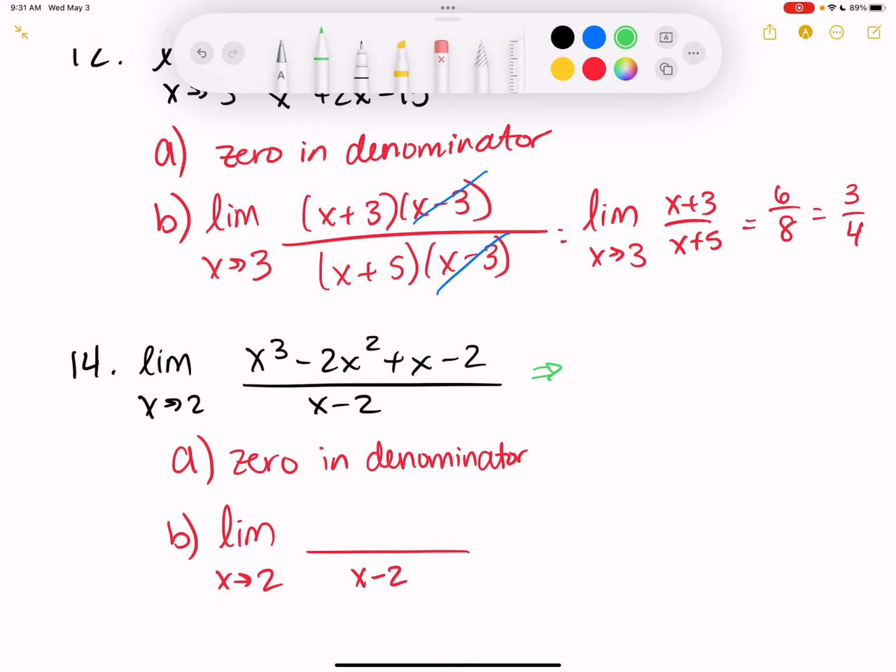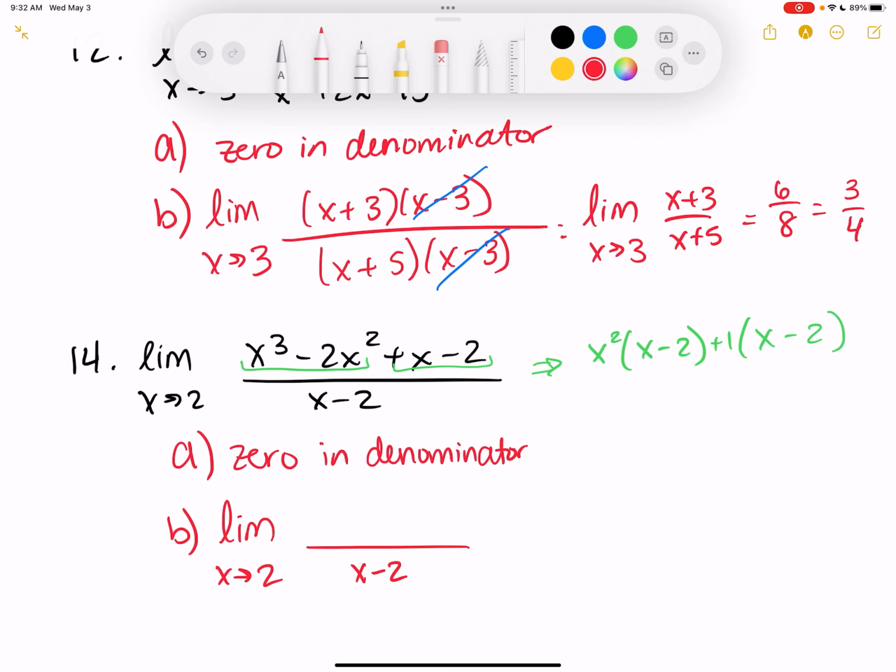We can't just take it out. Does factor by grouping ring a bell? I'm going to group these and take something out. I'm going to take an x squared out of the first pair, which leaves x minus 2. In the second pair, I can just take out a 1, which leaves x minus 2. So then this, when I put it in, would be x squared plus 1 times x minus 2. It's just factoring, but like the end step of factoring.